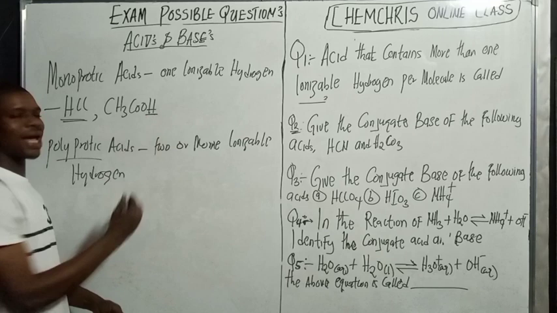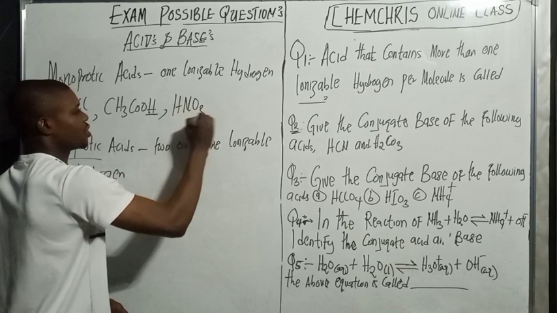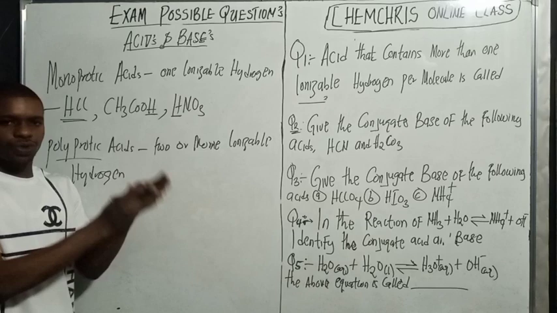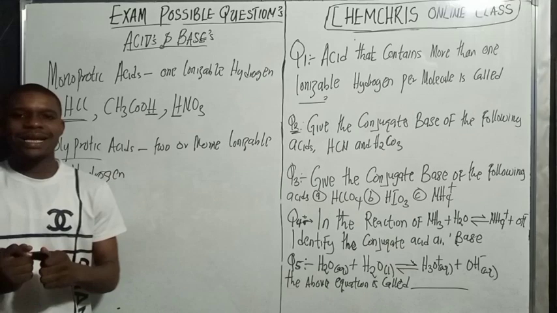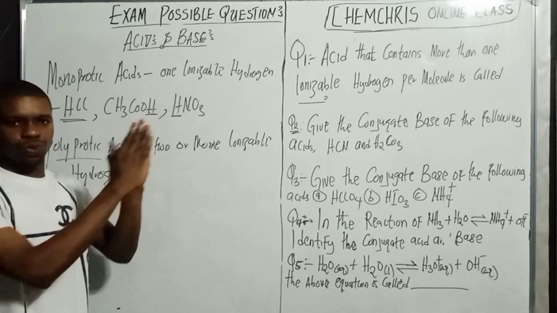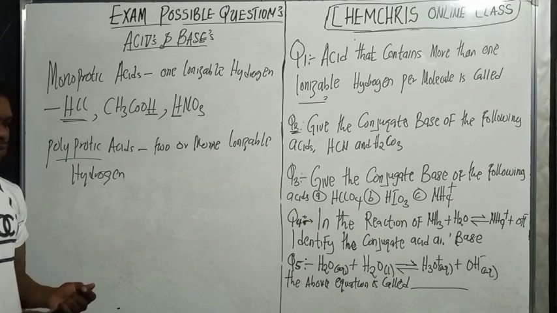Another example is HNO3, called nitric acid. It only has one hydrogen to ionize. So these are common examples of monoprotic acid. What are monoprotic acids? Monoprotic acids are acids that have one ionizable hydrogen, that is, they have one hydrogen to donate and ionize. Another example is hydrogen fluoride. We have many of them, but these are the common ones to pay close attention to.